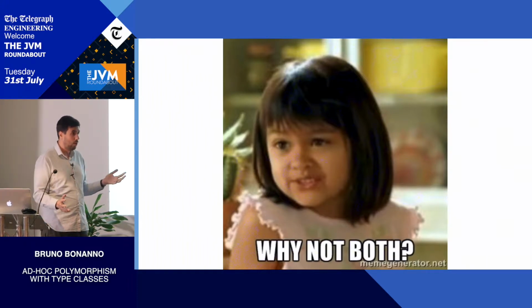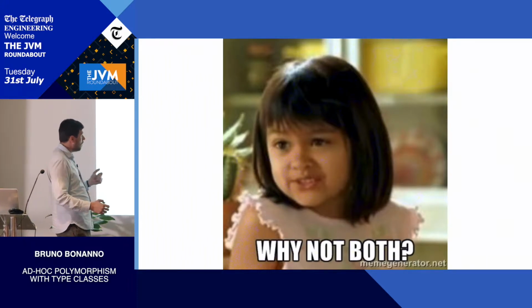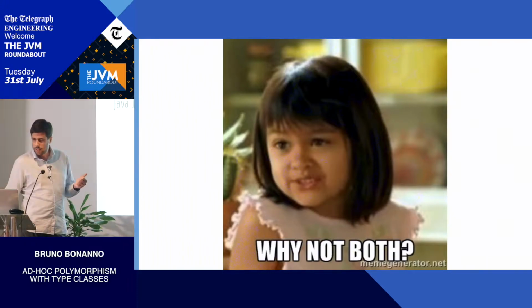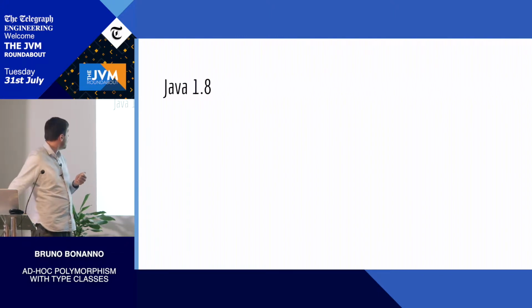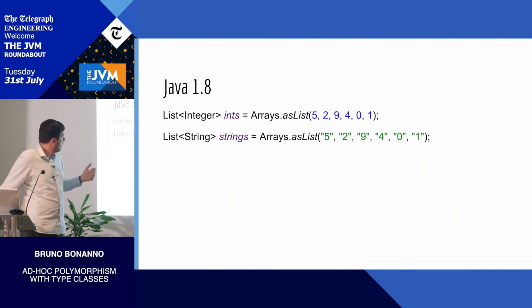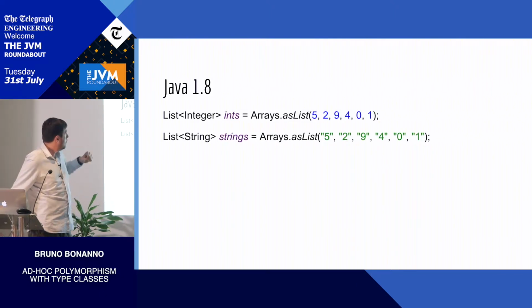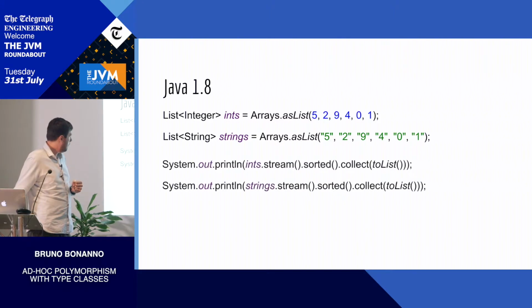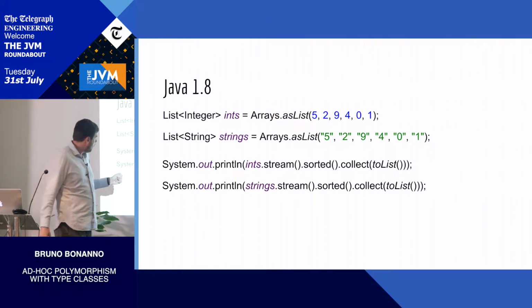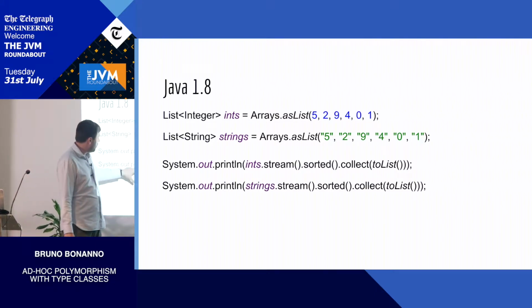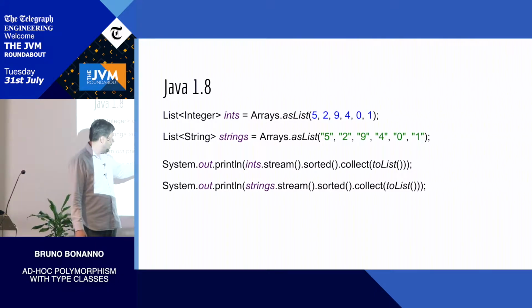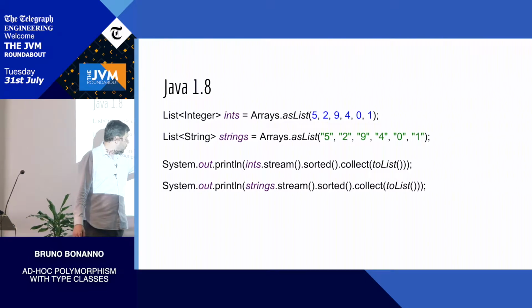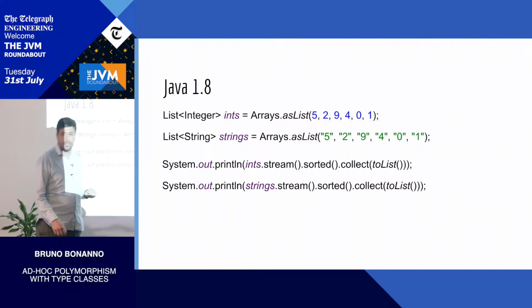So can we have both? Yes, we can, and Java has an attempt of that since Java 1.8. So basically, in Java, if we have these two lists of same elements with different types, the example is easier. If I try to print a sorted version of those, basically we get a stream, we sort it, and then we collect it to a list.